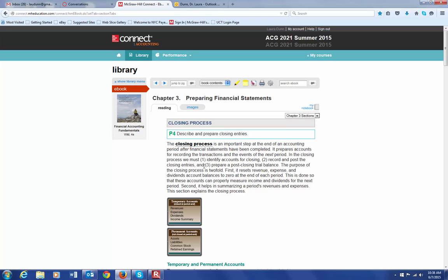So in the closing process, we have to identify which accounts get closed at the end of each period, and how do we go about recording and posting those closing entries. And then after we've closed those accounts, we then prepare another post-closing trial balance, an after-closing trial balance. The purpose of the closing process is to reset all of your revenue and expense and dividend accounts to 0, because you want to chart your revenue and expenses for each period. So each of those accounts have to be zeroed at the beginning of the period so that you can start fresh on that particular period.